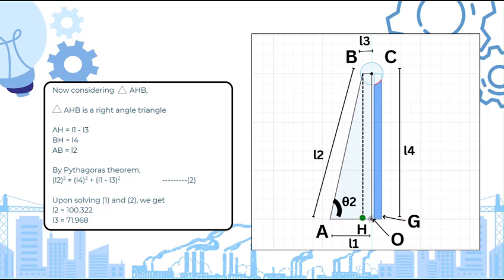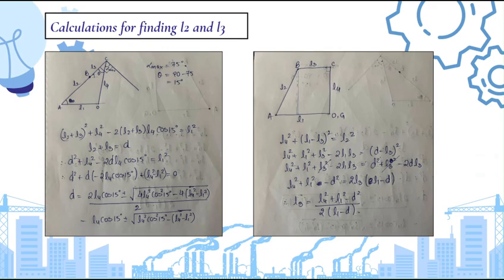Solving these two equations simultaneously, we obtained the required link lengths L2 as 100.32 mm and L3 as 71.97 mm. These dimensions satisfy the target door opening angle and allow smooth automatic door operation when the bin tilts. These are our calculations for finding L2 and L3.